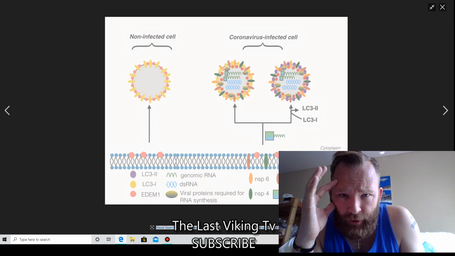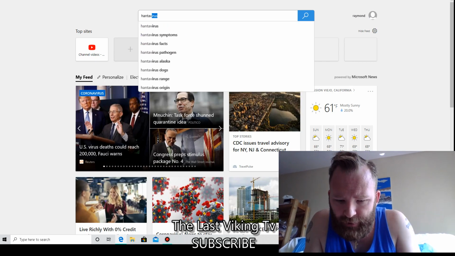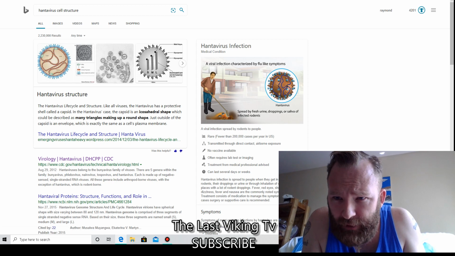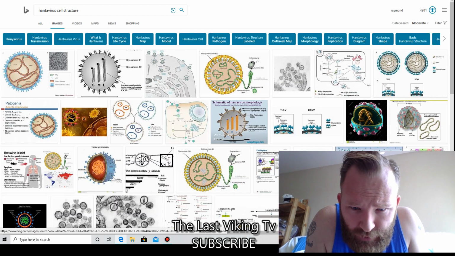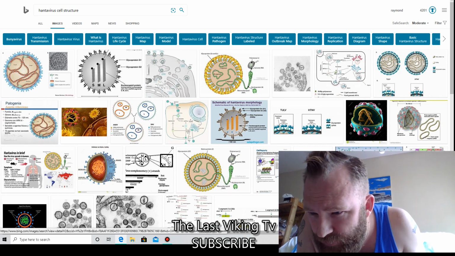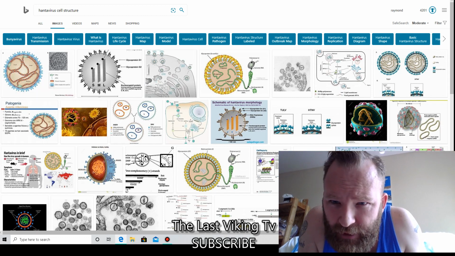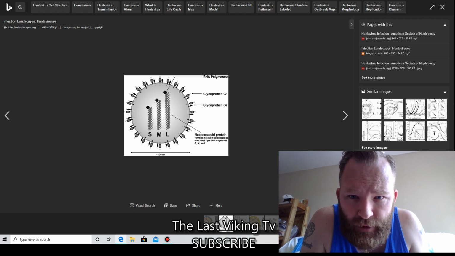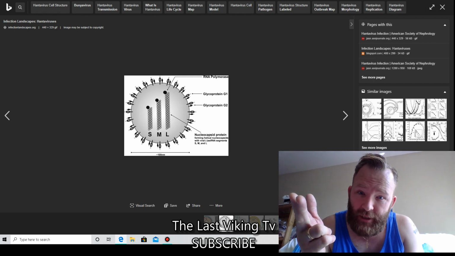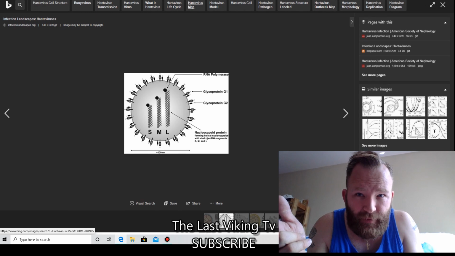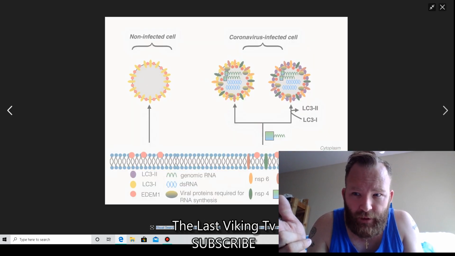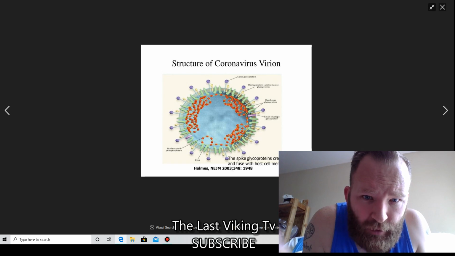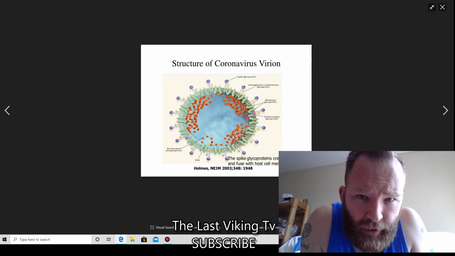Now, going on, we're going to take a look at the hantavirus. Hantavirus cell structure. Looking at the hantavirus cell structure, I really want to see the glycoprotein. Here we go. Here we see the RNA polymerase has the same glycoproteins on the outside, the same spikes that are in the coronavirus cell. So again, here we go. We're going to go right back to here. So here we have the spiked glycoproteins and the hemagglutinin glycoprotein.